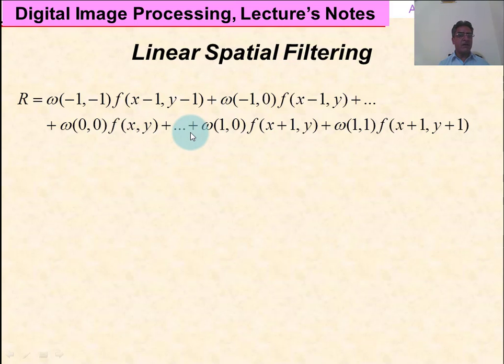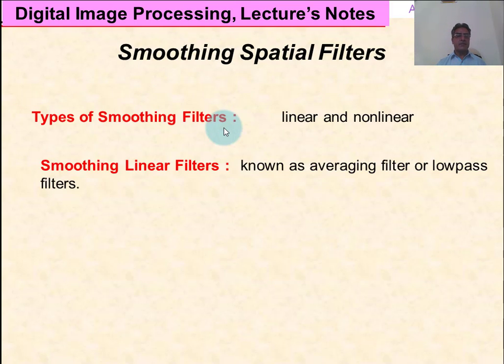This operation we have already discussed previously using two loops, internal and external loops. Sum of S is equal to -1 to a, and sum of T is equal to -b to b. These were the two loops which perform the operation like this for the convolution filter.